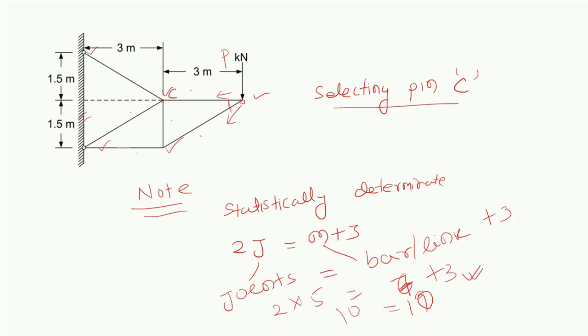If the relation does not satisfy, then the structure may not be stable or may be indeterminate.